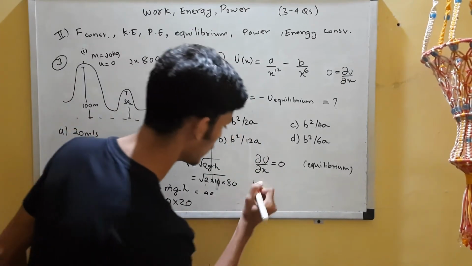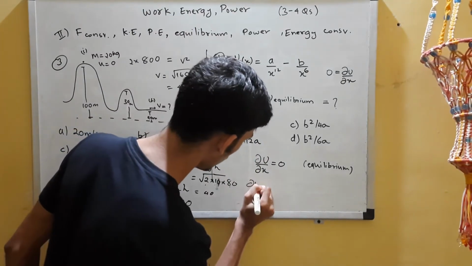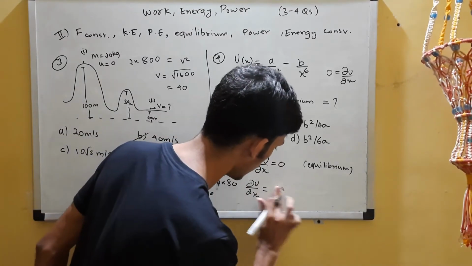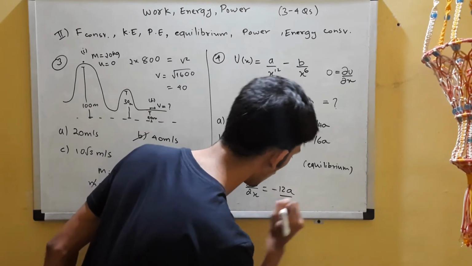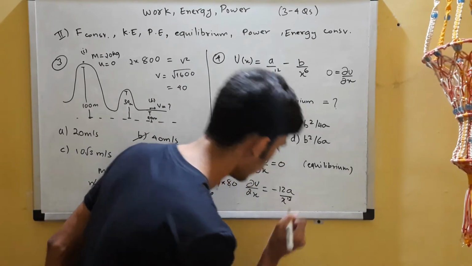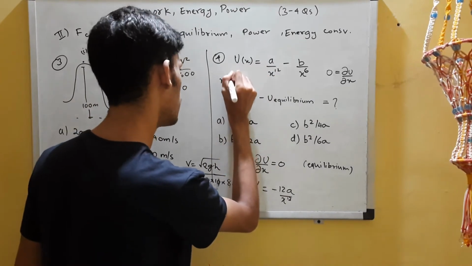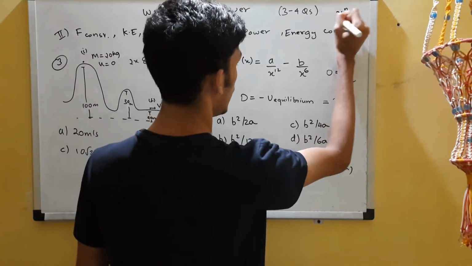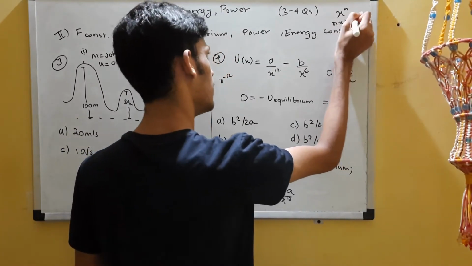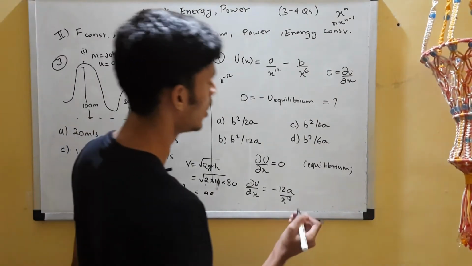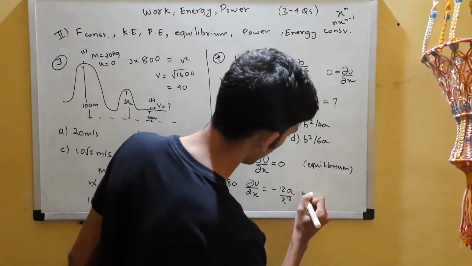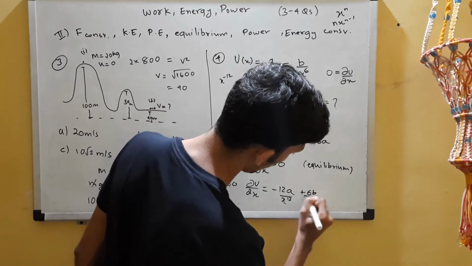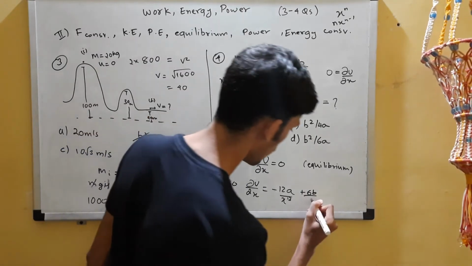First, let's differentiate this. Once you differentiate this, on the left hand side you get this term. On the right hand side you'll get minus 12a upon x to the power 13. I'm just taking this x to the power 13 on top and applying the n minus 1 rule. If you have x to the power n, the differentiation is n x to the power n minus 1, right? So that rule I'm applying over here. And here you'll have minus 6, so that will become plus 6b upon x to the power 7.